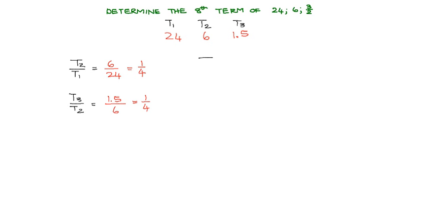Okay, so our standard form is Tn equals A times R to the power of n minus 1. Okay, now let's go ahead and do some substitution. Well, first things first, right? What on earth is the value of A? A always represents the value of term 1.